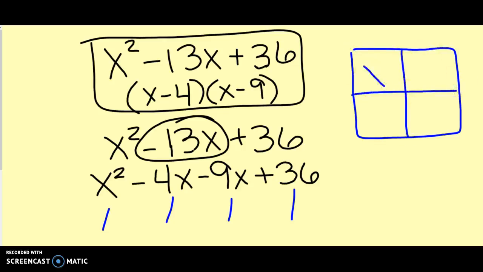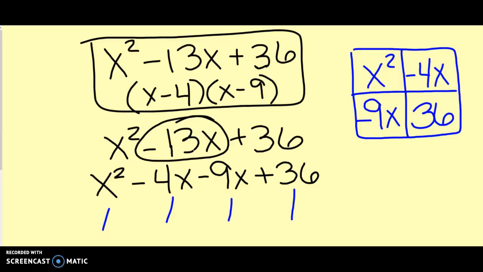And you just put each of your terms in there from left to right, top to bottom. X squared. Don't forget the negative 4x that goes with it. And the negative 9x. I'm going to show you something about that in a minute. And the 36. So now each row and each column, you check for their common factor.